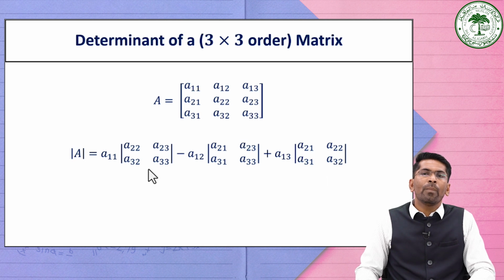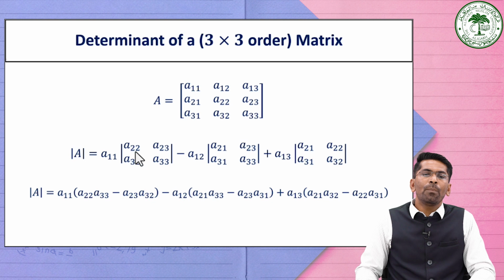Now we can simply take the determinant value of the 2 by 2 matrix here. It becomes A11 multiplied by (A22 into A33 minus A23 into A32), minus the second element A12 multiplied by (A21 A33 minus A23 A31), plus the third element A13 multiplied by (A21 into A32 minus A22 into A31). If you simplify it, it will produce the determinant value of a 3 by 3 matrix.